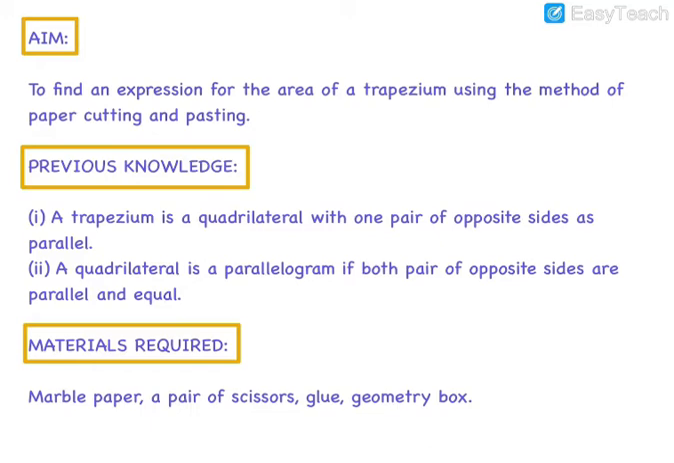You must also be familiar with the properties of a parallelogram. A parallelogram is a quadrilateral in which both pairs of opposite sides are parallel and equal. The following material will be required to do this activity: marble paper of 2 different colors, a pair of scissors, glue and a geometry box.